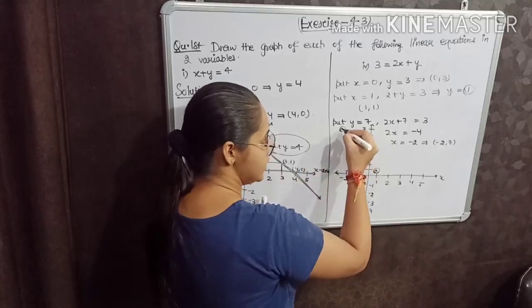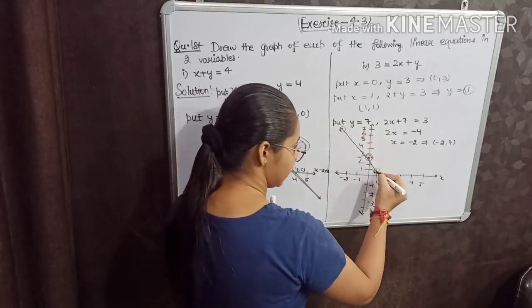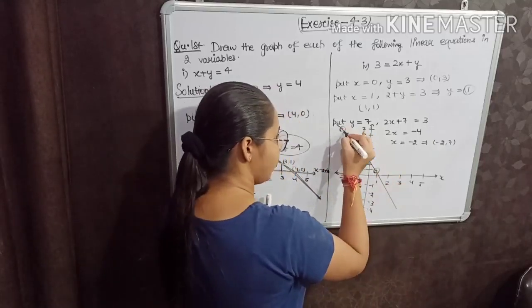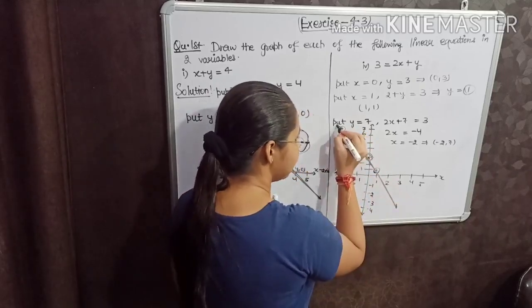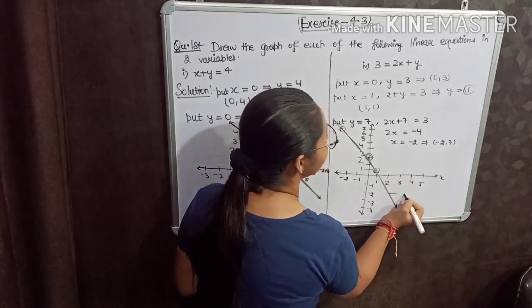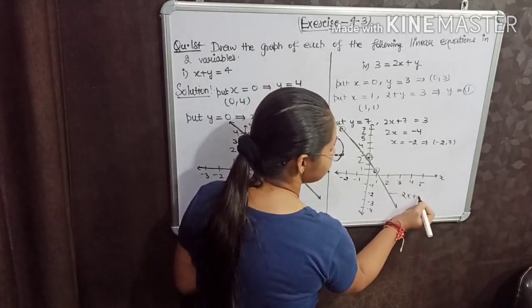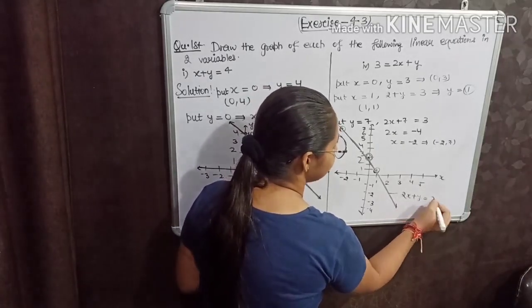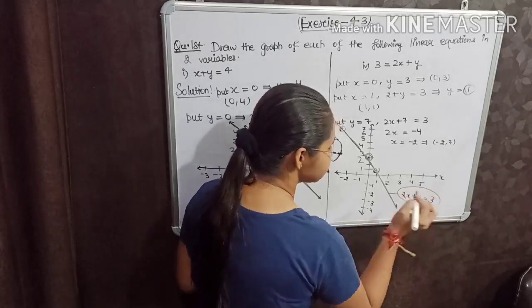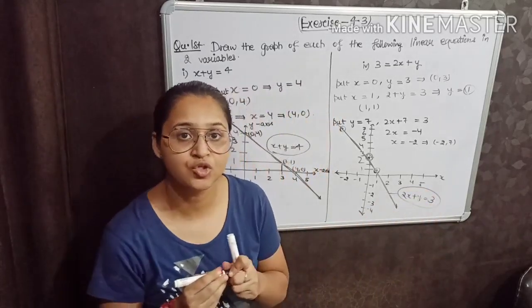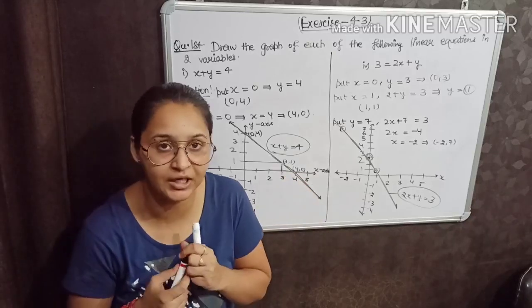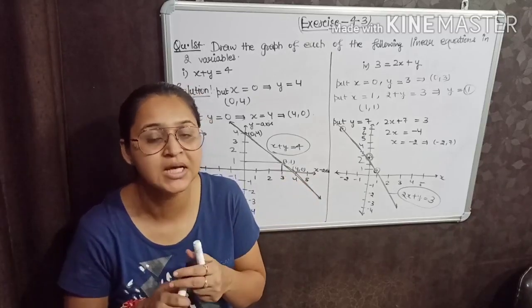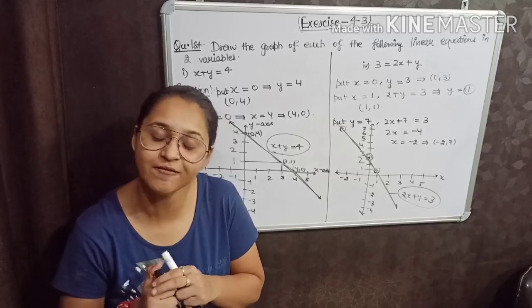Now, join these points to make a line. And this line is the graph of the equation 2x plus y is equal to 3. This is the required graph. So from these two parts, we have learned that if we have any equation in two variables, then we can draw its graph easily.